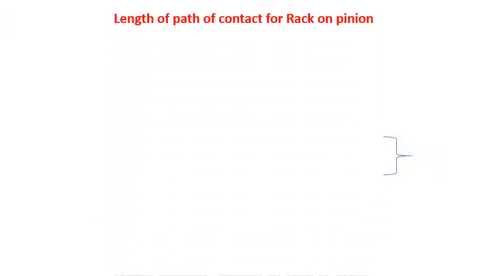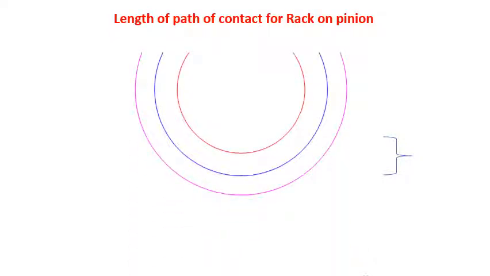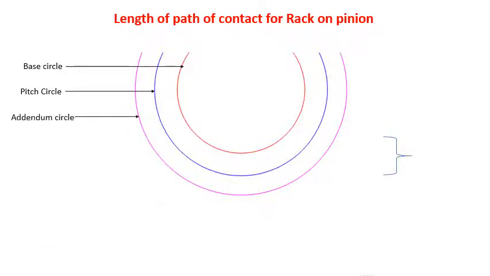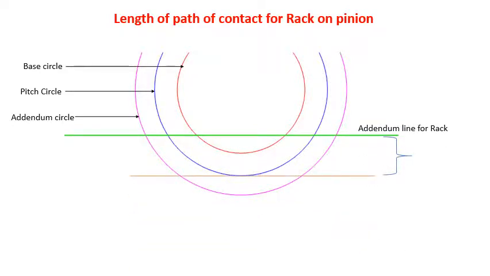So the next derivation is the length of path of contact for a rack and pinion. To derive it, let us consider the pinion and a rack. This is the pinion, and it has important circles: the base circle, pitch circle, and addendum circle. The rack has the addendum line and pitch line. So we are considering only two lines, the addendum line and the pitch line.